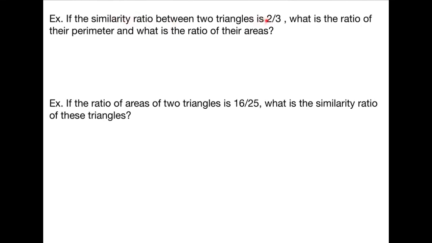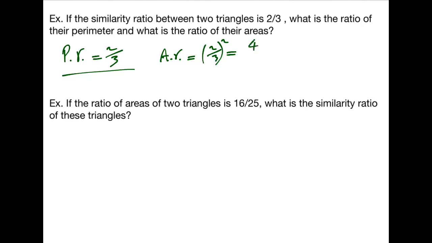So the similarity ratio is given, it's 2 over 3. And the question says, what is the ratio of their perimeters? Well, that one is easy, right? Because of the theorem, if the similarity ratio is 2 over 3, then the perimeter ratio is equal to the same number, 2 over 3. So that's it. What is the area ratio? Well, the area ratio is the square of the similarity ratio. So I have to square 2 over 3, take it to the power 2. So the answer is 4 over 9. So the area ratio is 4 over 9. As simple as that. Next example.